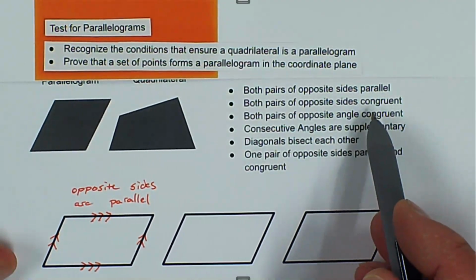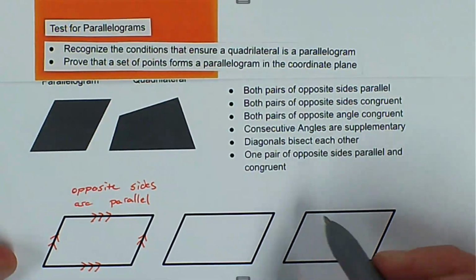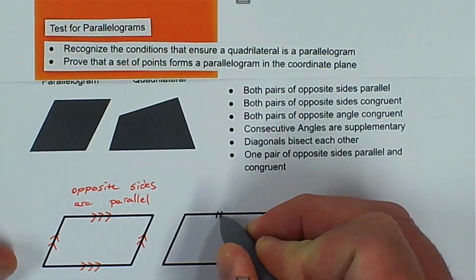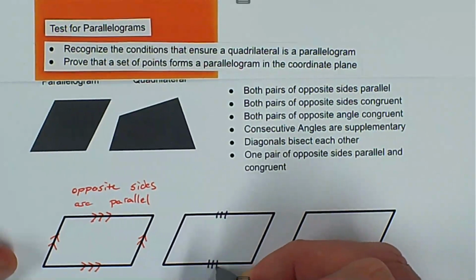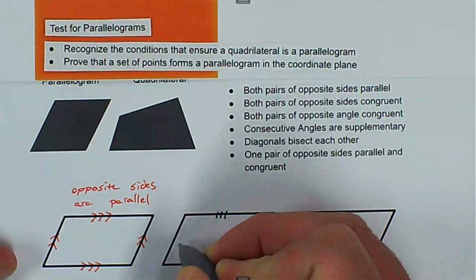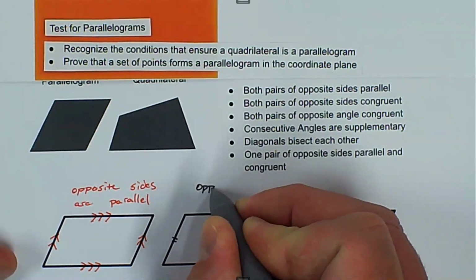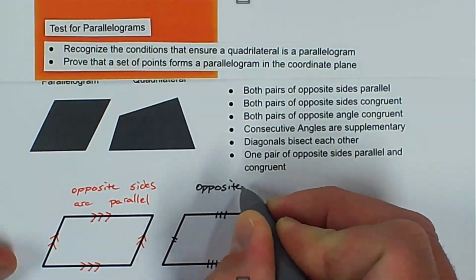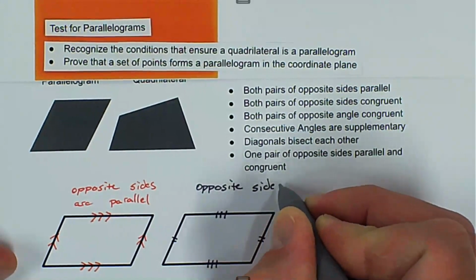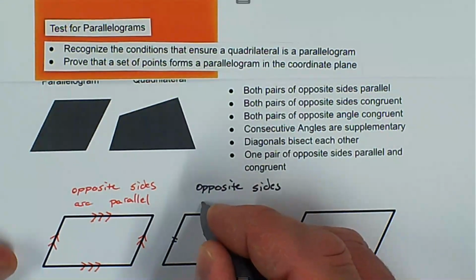Both pairs of opposite sides are congruent. So we could show that. Similarly, we could mark 3 congruent marks here and 2 congruent marks here, and that would show that opposite sides are congruent.